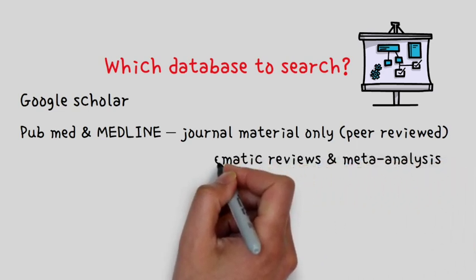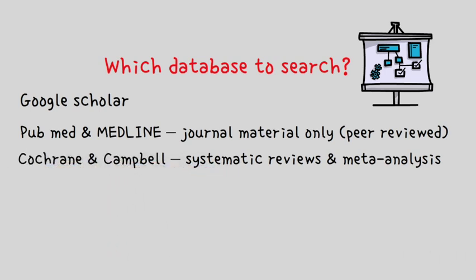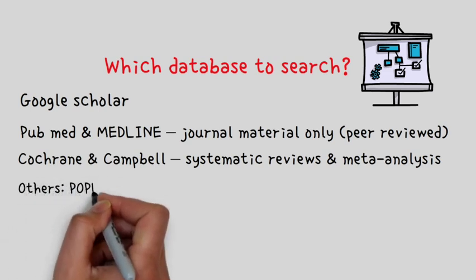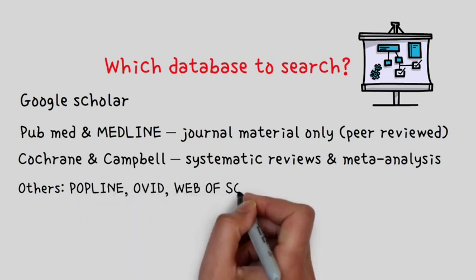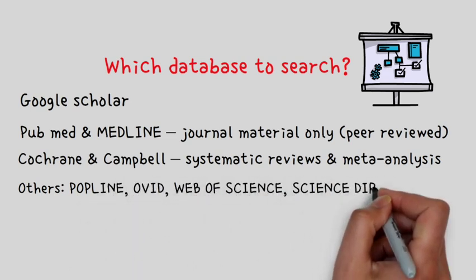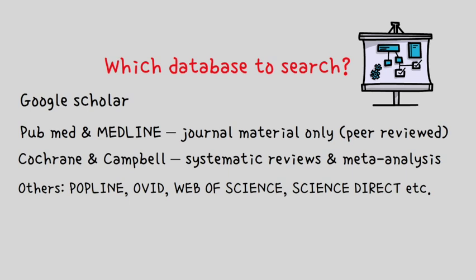For systematic reviews and meta-analysis, you could search Cochrane and Campbell. Other databases could be Popline, OVID, Web of Science, ScienceDirect. So depending on your research aims, you could accordingly look for databases to search for your project.